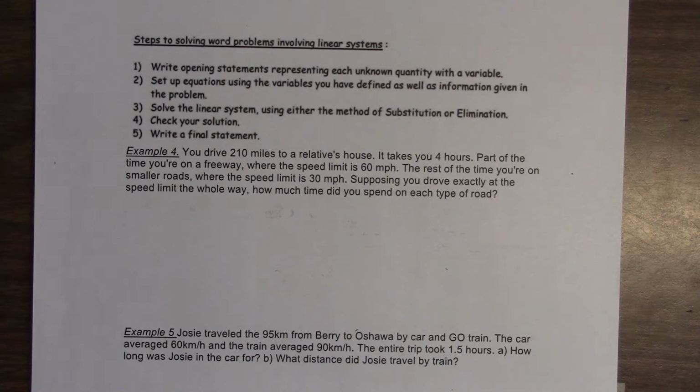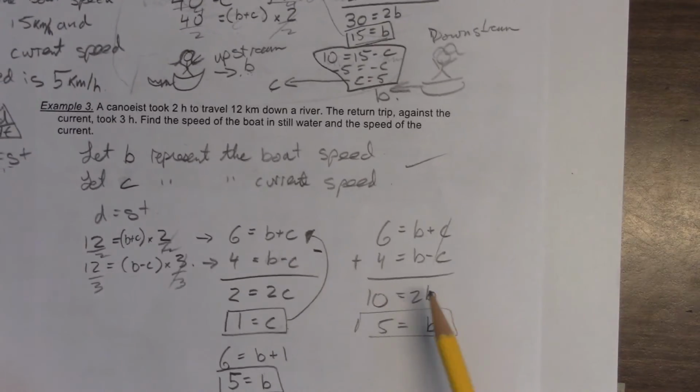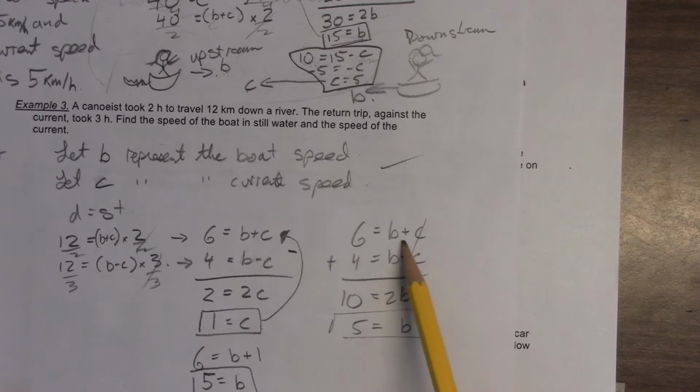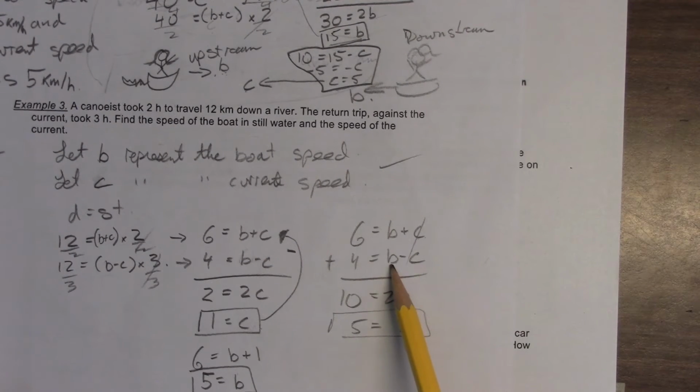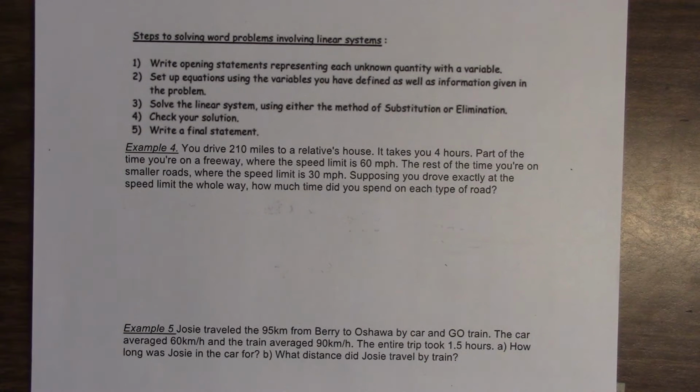Elimination, yeah. We didn't use substitution. We could have very easily rearranged one of these equations for C. We could have gone C is equal to 6 minus B and then subbed that into the other one, but that would have been more work. Elimination's easier. All right, next, check your solution.